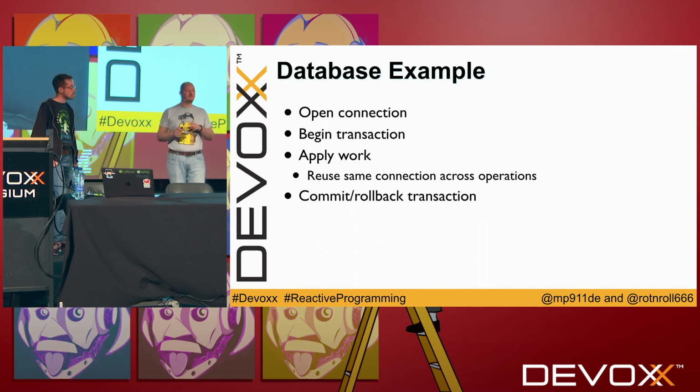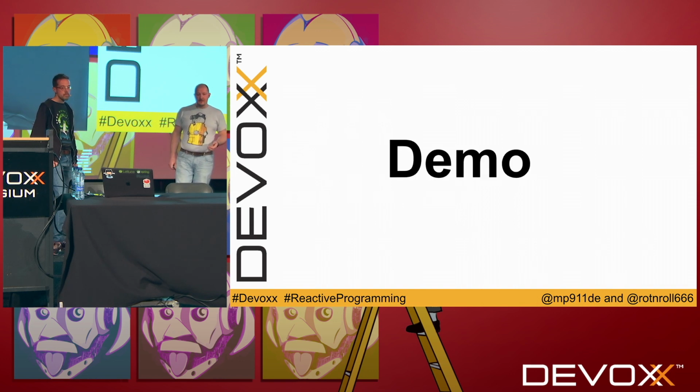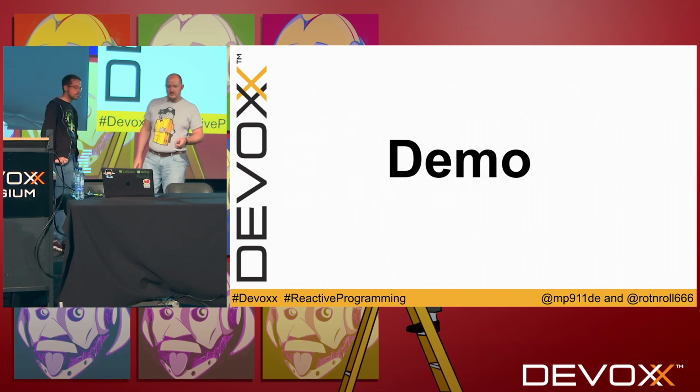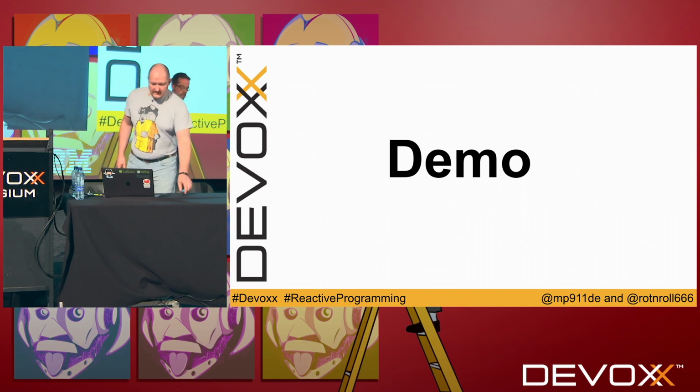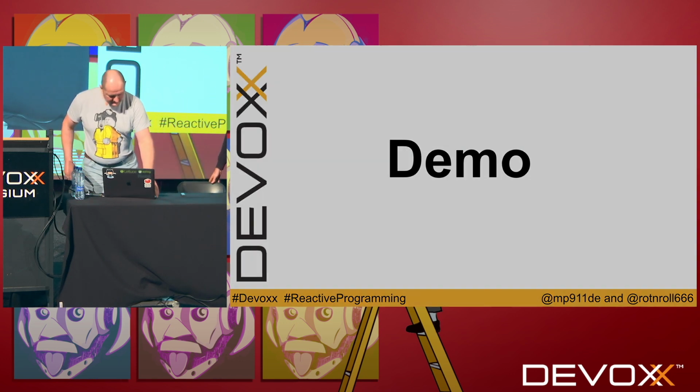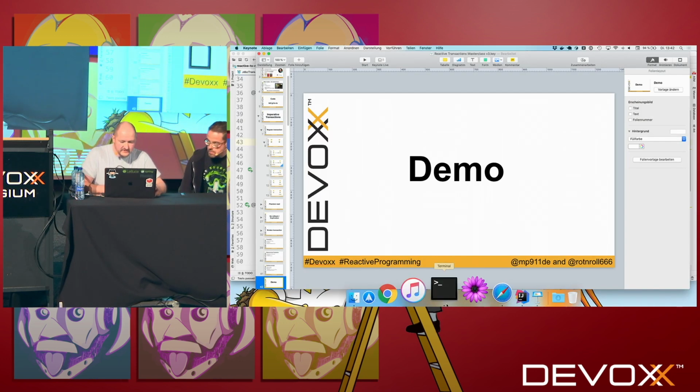If we would use a different connection, then we would run into the state of isolation, because another connection cannot participate in the very same transaction, right? And afterwards, we call either commit or rollback. And to give you a short impression of what this really takes, we will switch to our demo.